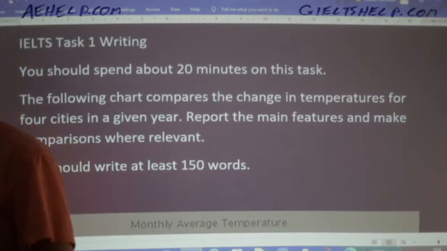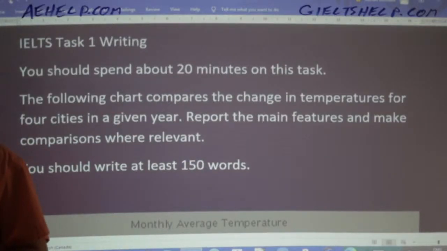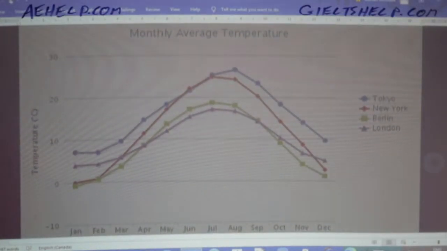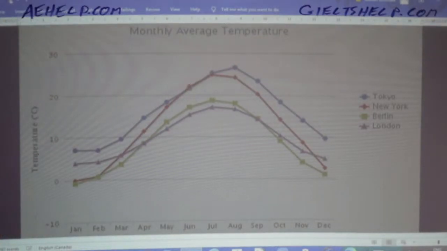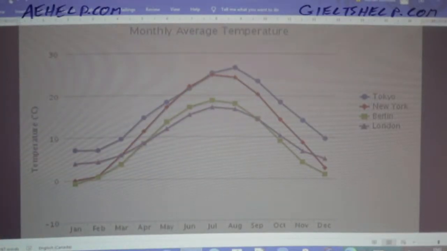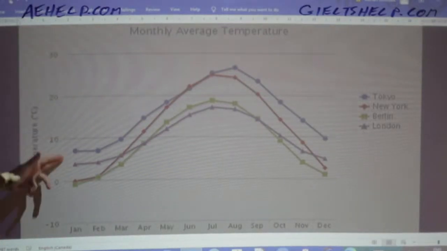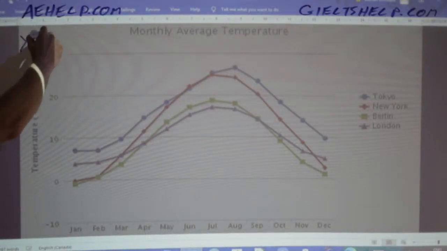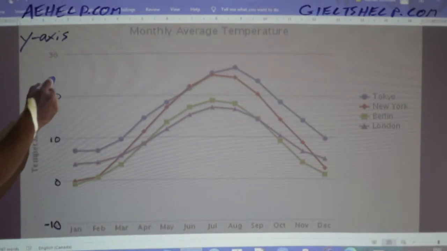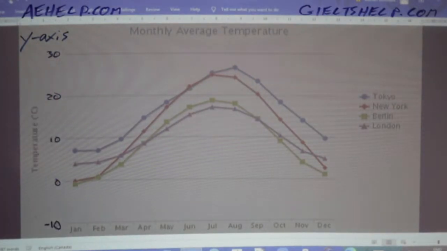All right. So once you've read the question, look at the chart. So here we're actually looking at a monthly average temperature. Okay, monthly average temperature. And then here we have the temperature in Celsius on the left. Okay, this is your y-axis. This is referred to as the y-axis. And the y-axis goes from negative 10, 0, 10, 20, all the way up to 30.